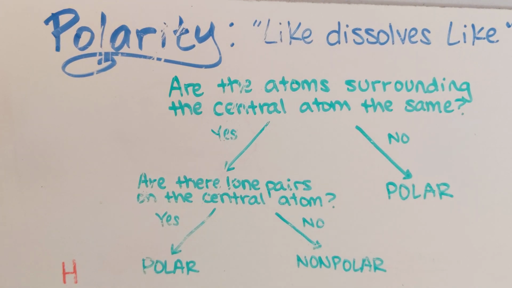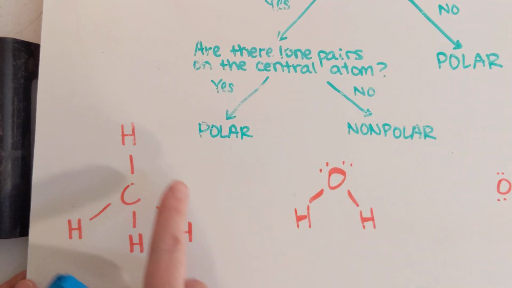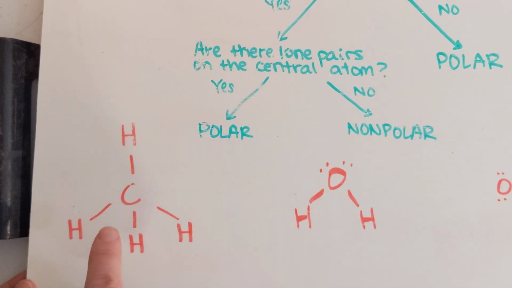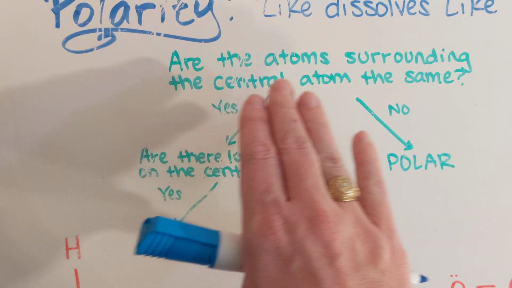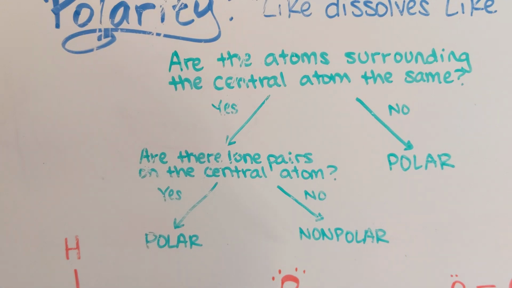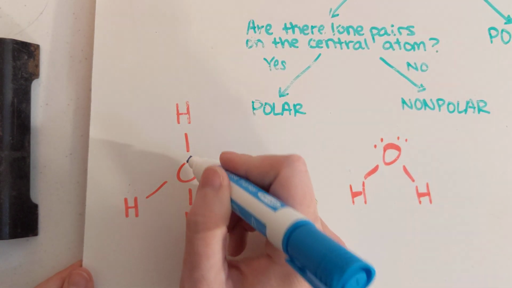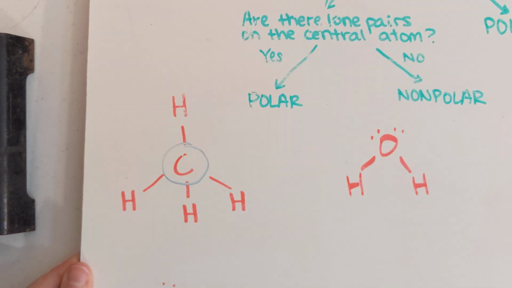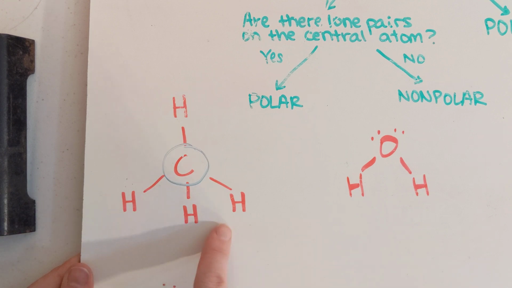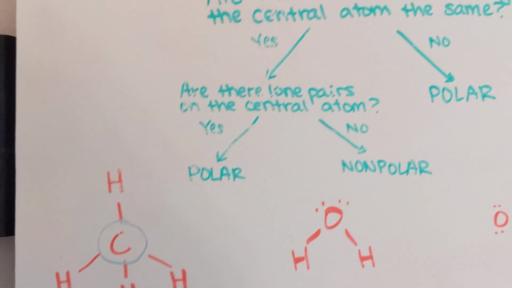Easiest thing to do to explain this is just to do a couple examples. So let's take a look at this molecule here. Going off of the first question, are the atoms surrounding the central atom the same? So here's my central atom. Are the atoms going around it the same? Literally all I mean is, are they the exact same atom? So I got hydrogen, hydrogen, hydrogen, hydrogen. Yeah, those are all the same.